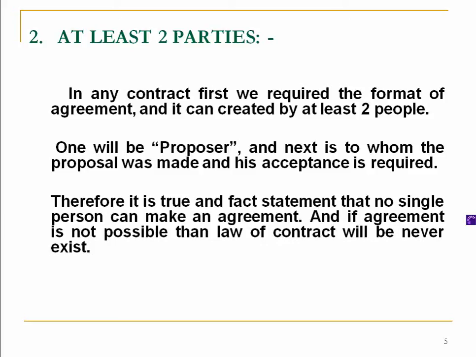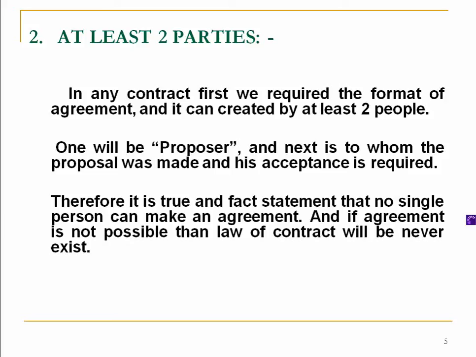So two parties are the minimum required. Therefore, we say that one person can't make a contract, because there is always an essential requirement: first a proposal to another person, and then that proposal being accepted by the other person. Therefore, minimum two parties are always required, the first party known as the proposer and the second party known as the offeree.